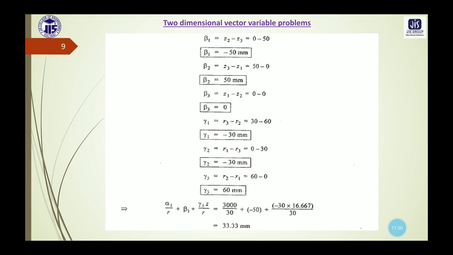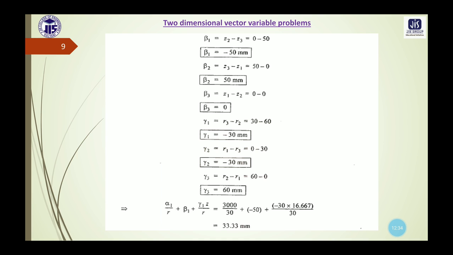Next, the formula to calculate gamma 1 is R3 minus R2. The value of R3 is given as 30 and R2 is given as 60 millimeter, so gamma 1 comes as minus 30 millimeter. Next, the formula for gamma 2 is R1 minus R3, so that means 0 minus 30 millimeter, which is again minus 30 millimeter. Gamma 2 is minus 30 millimeter. Next, we need to calculate gamma 3, with the formula R2 minus R1, so the value of gamma 3 we get is 60 millimeter. So all the values of alpha, beta and gamma we have calculated.